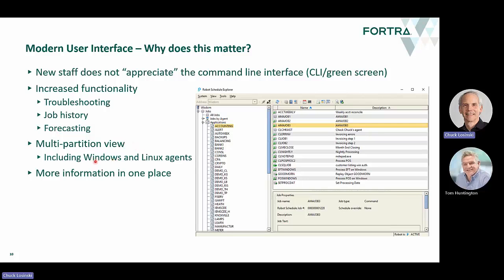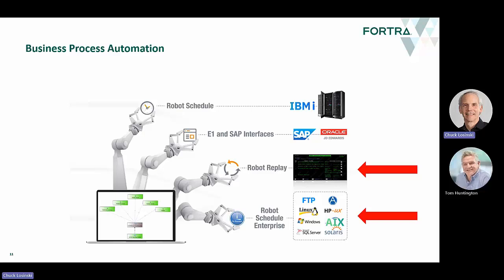We can also have a view of our processes or tasks that are running out in Windows or Linux or AIX with the Robot Schedule Enterprise add-on, which we are going to talk about today. So the bottom line is more information in one place. All right, let's talk a little bit about the add-ons for Robot Schedule.